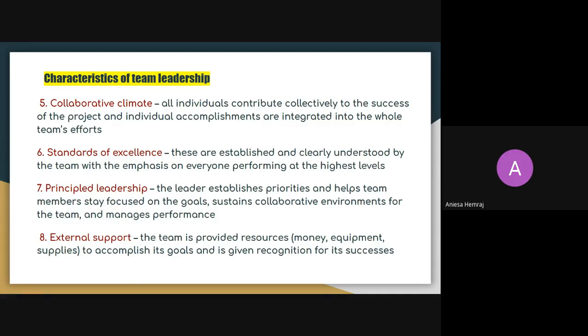7. Principal leadership. The leader establishes priorities and helps team members stay focused on the goals, sustains collaborative environments for the team, and manages performance. 8. External support. The team is provided with resources to accomplish its goals and given recognition for its success.